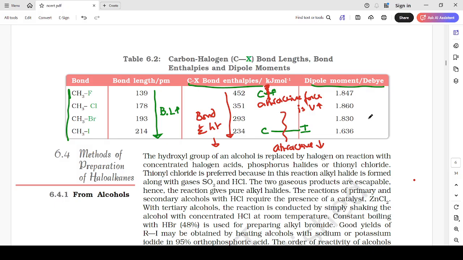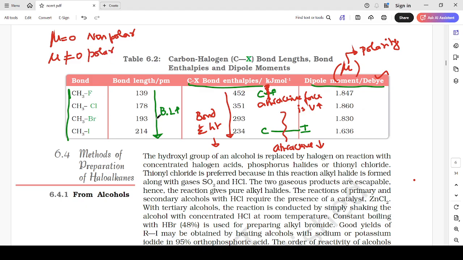Let us go to dipole moment now. What is dipole moment? The symbol mu is given as dipole moment. Its SI unit is called debye. Dipole moment tells you about the polarity, how polar a molecule is. If I say mu is equal to 0, it is a non-polar molecule. If I say mu is not equal to 0, then it is a polar molecule. In the very beginning, we said that R-X is creating a charge difference, so definitely they are polar. You can see there is some net dipole moment value available.